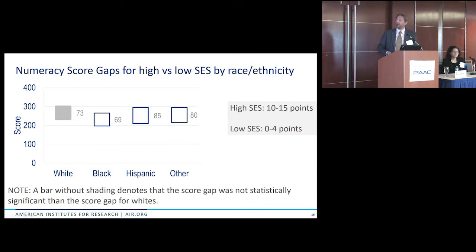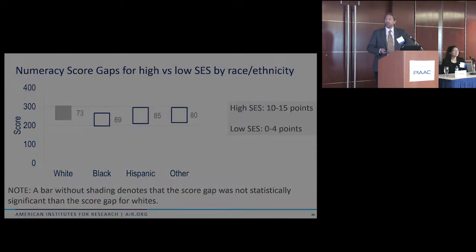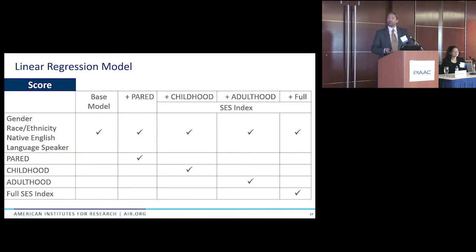So in the high SES group, you can find the majority of white students. In the low SES group, you can find a majority of Black and Hispanic students. So what we're trying to see is then how SES can explain some of these skill gaps. And we do that through a linear regression model.